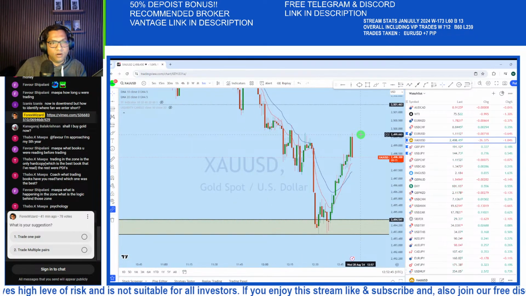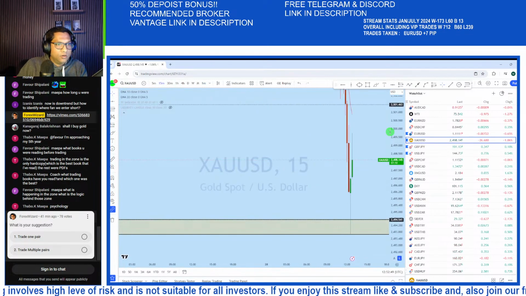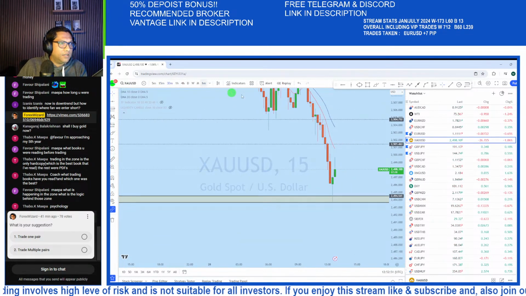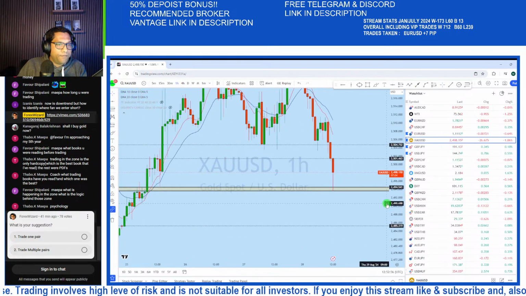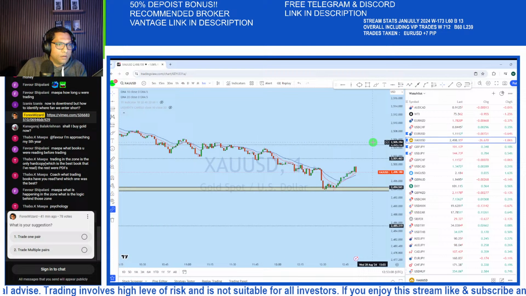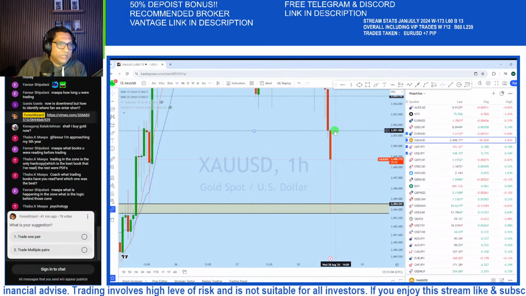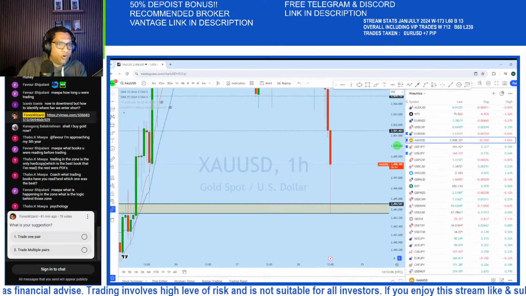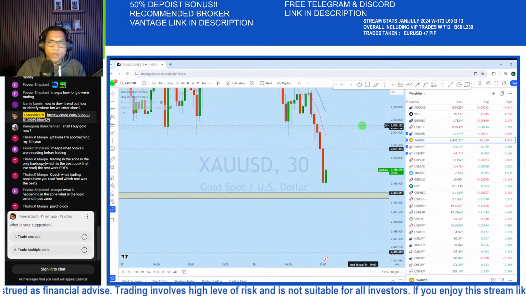So after reaching that resistance, it's getting a rejection here, with the 15 minutes and the 30 minutes, 1 hour. So if the market goes back to the 1 hour resistance here, we might look for a potential selling opportunity.